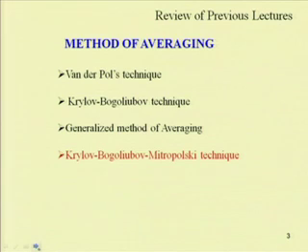In our previous classes we have studied many classical methods. We started with the straightforward expansion method, then the Lindstedt-Poincare method, then the method of multiple scales, the harmonic balance method, and also the averaging method. In the averaging method, we studied van der Pol's technique, the Krylov-Bogoliubov technique, the generalized method of averaging, and last class the Krylov-Bogoliubov-Mitropolsky technique.